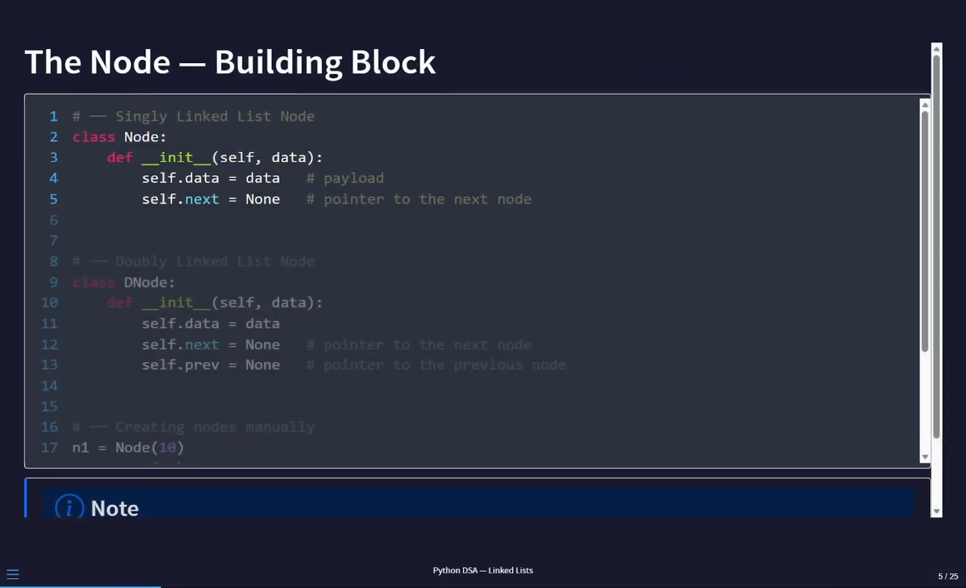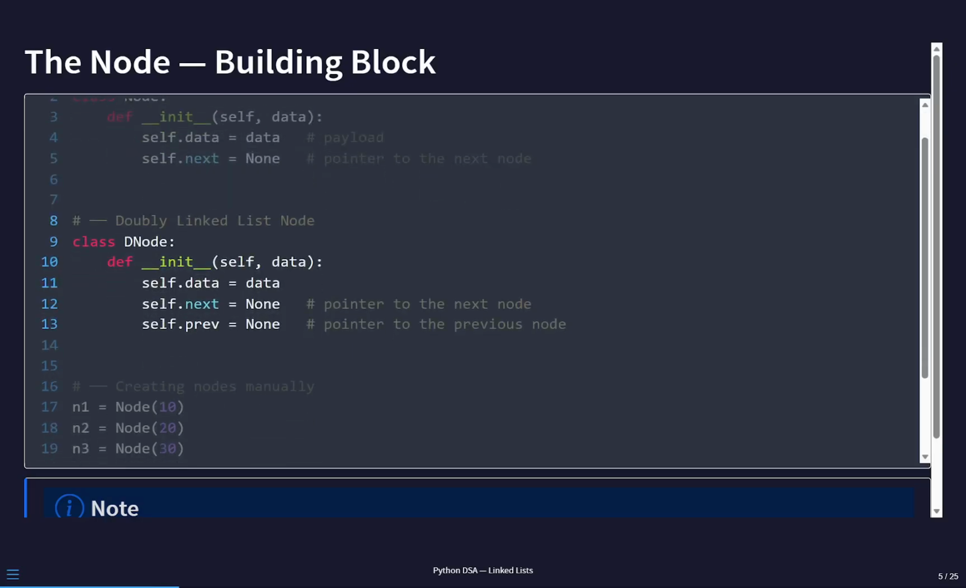Everything in a linked list starts with the Node class, the fundamental building block. For a singly linked list, our node is dead simple. In __init__, we store the data and set self.next to None. That's it. Two attributes. For a doubly linked list, we add one more attribute, self.previous, that points back to the previous node.